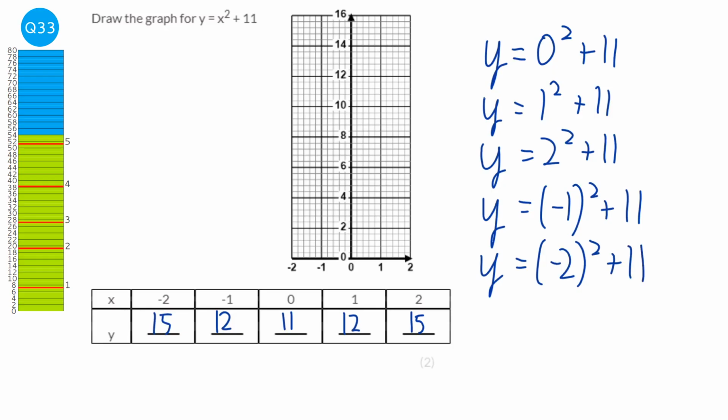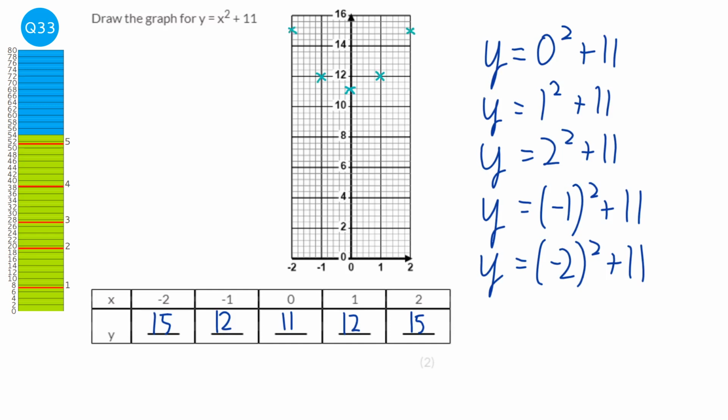Now you can see here we get a nice little symmetry, and we're going to plot this onto our graph here. So 11 is going to be here. 12 is going to be here. So both of these are 12. And 15 is going to be here.